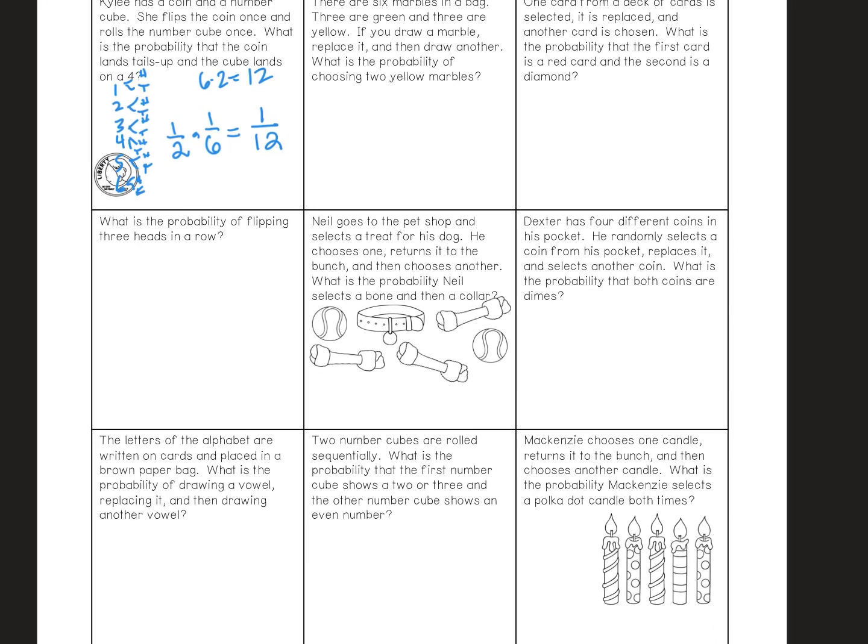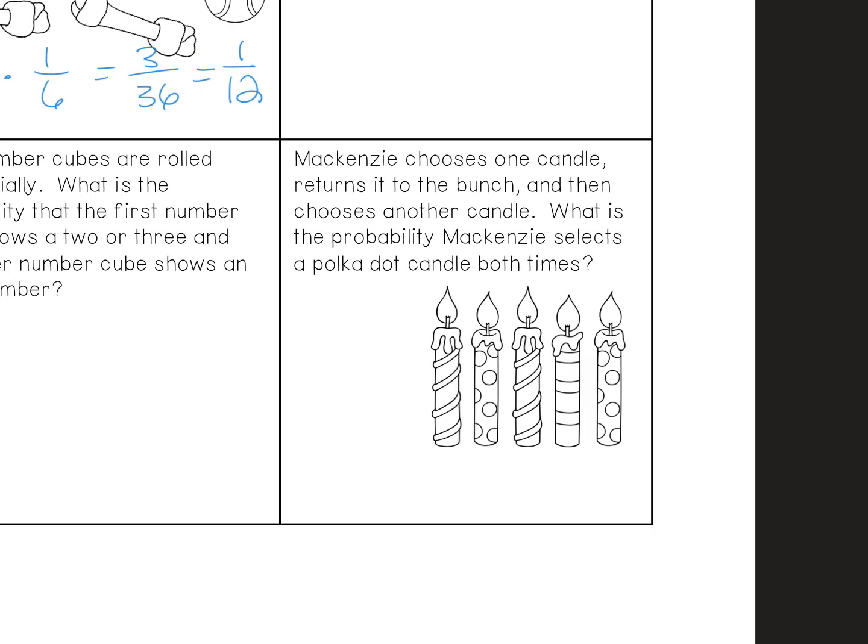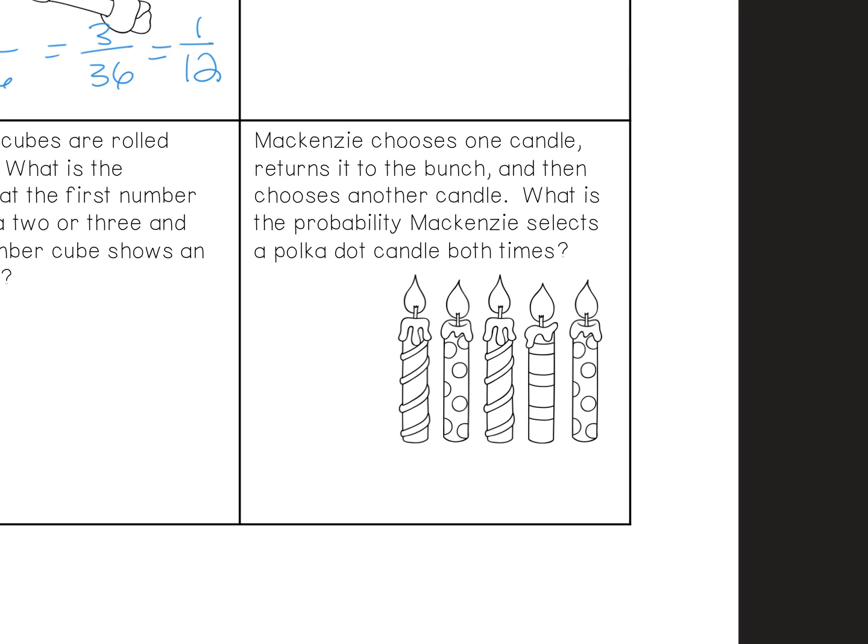Neil goes to the pet shop and selects a treat for his dog. He chooses one, returns it to the bunch, then he chooses another. What's the probability Neil selects a bone and then a collar? Well, there are 6 choices here. There are 3 bones and 1 collar. So it's 3/36 or 1/12.